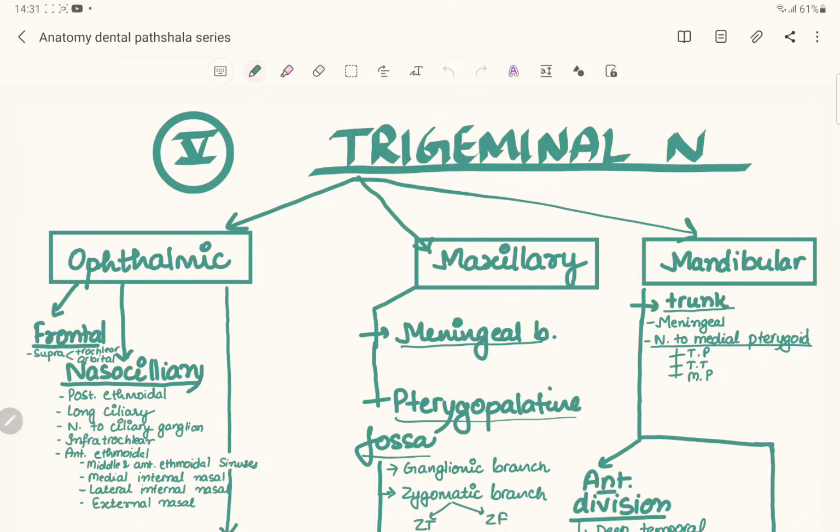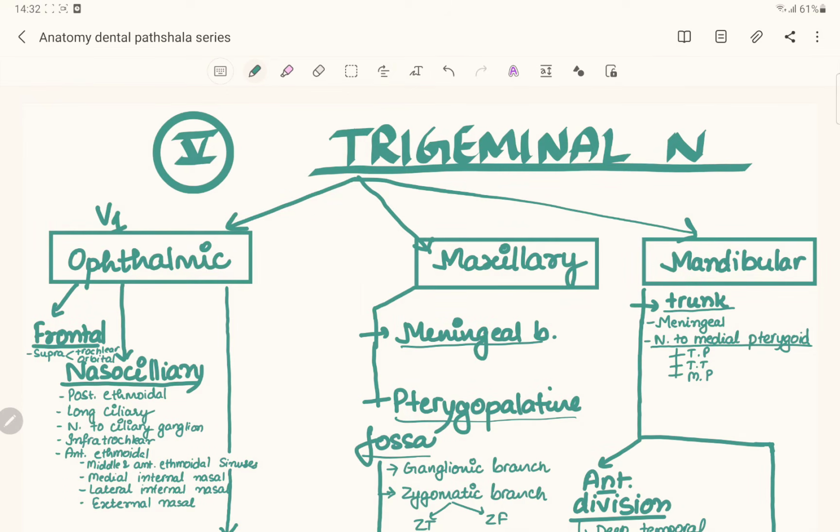Guys, welcome back. In today's lecture, we are going to study the trigeminal nerve. We have already covered the trigeminal nerve in quite some detail, but in this lecture we are just going to revise it. It is the fifth cranial nerve, Roman numeral V, and we can call its divisions V1, V2, and V3.